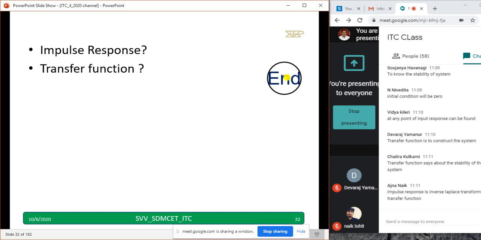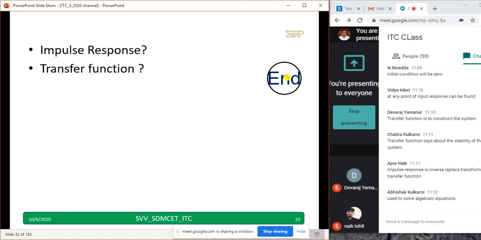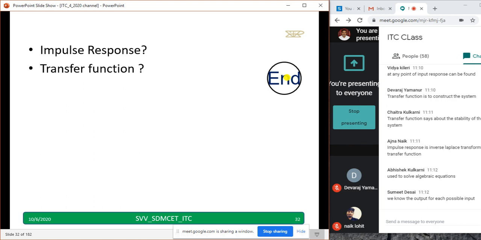I know the transfer function of a system. What is the use of it? I know the transfer function of a system. Is there any use of that? At least answer this question. It's very simple. I know the transfer function of a system. Abhishek is telling, used to solve algebraic equations. Anybody else? What is the use of it? We know the output to each possible input. Sumit Desai is telling something. Very good, Sumit. Anybody else?